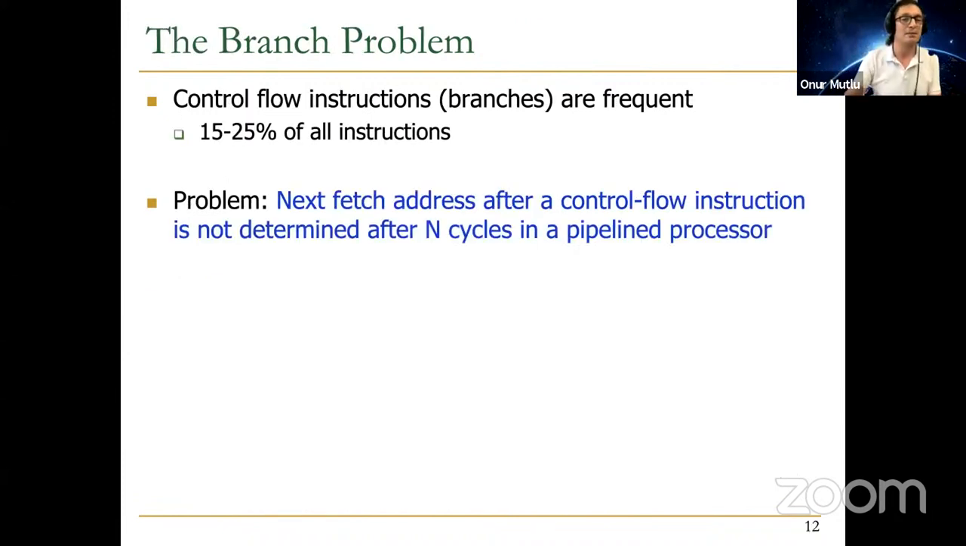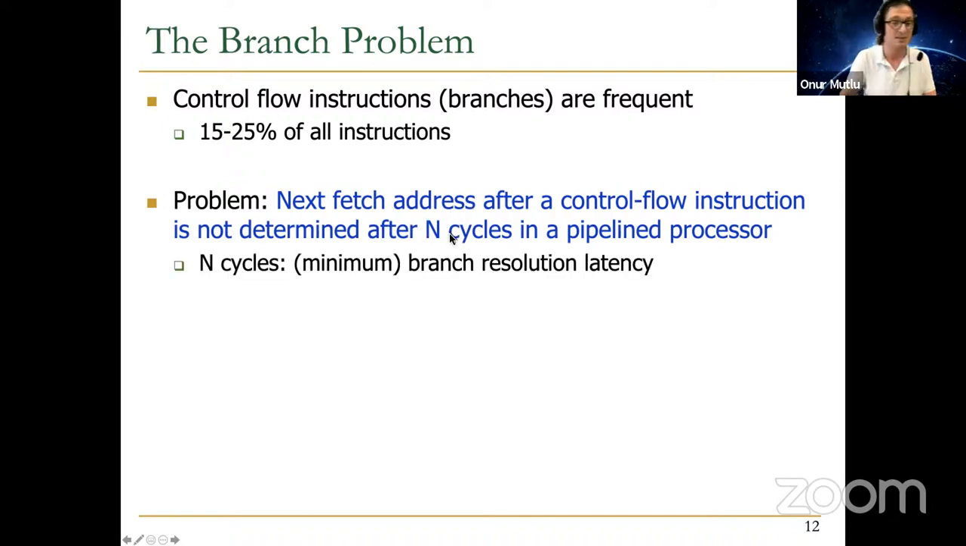Okay, let's take a look at this problem basically. So the problem is control flow instructions, branches, are frequent. They could be anywhere between 15 to 25% of all instructions in general purpose programs. The problem is the next fetch address after a control flow instruction is not determined after N cycles in a pipelined processor. N cycles is really the branch misprediction penalty or minimum branch resolution latency, essentially.